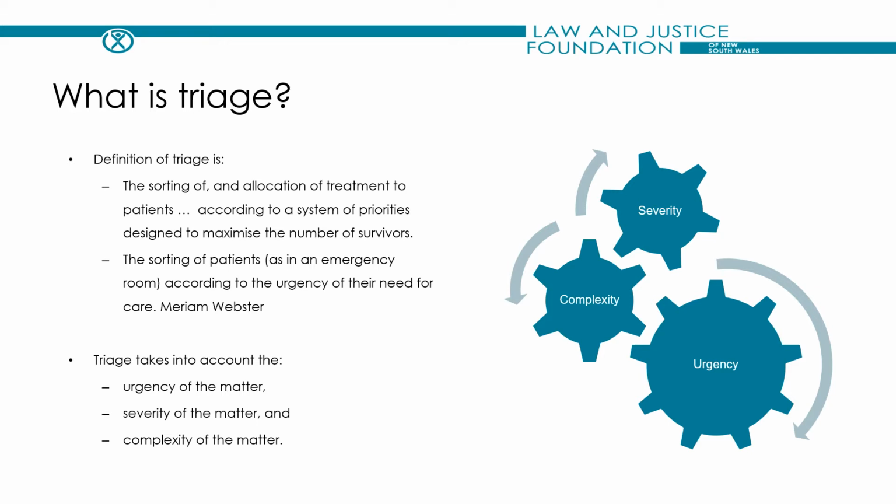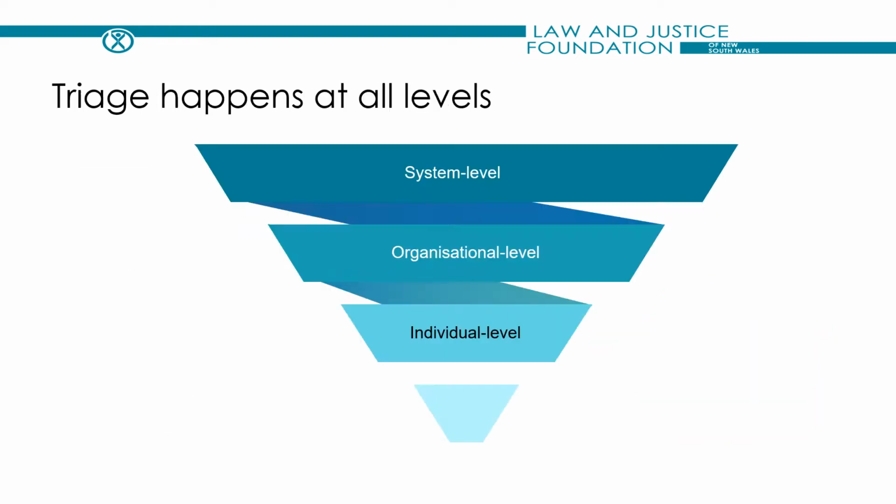Also worth noting here is that triage is often not a one-time event. Triage is a dynamic state. If circumstances change or more information becomes available, re-triage must occur. Triage happens at all levels. System-level triage refers to triage that happens at a sector-wide level. It refers to mechanisms that direct people towards different types of legal assistance.